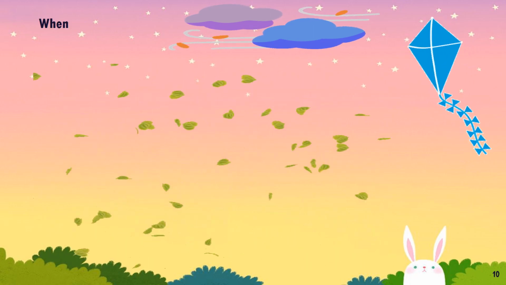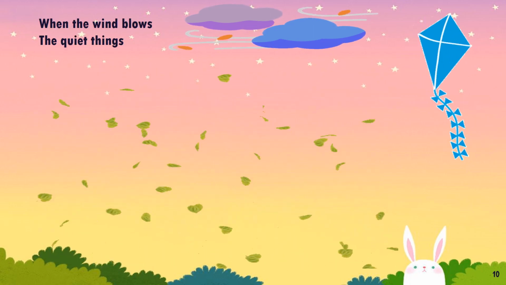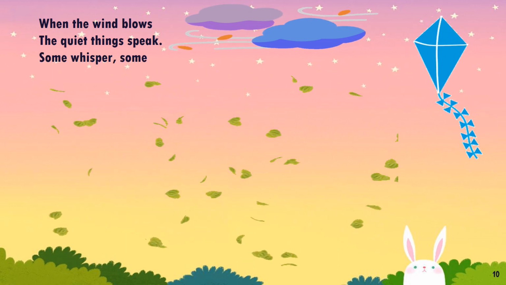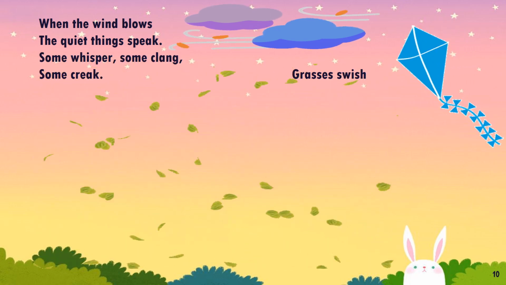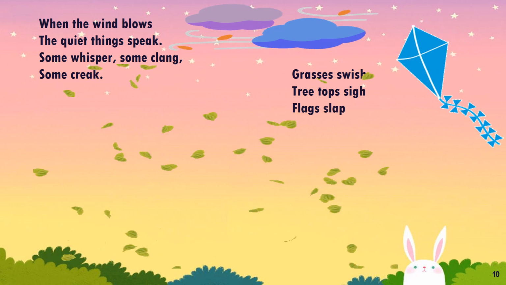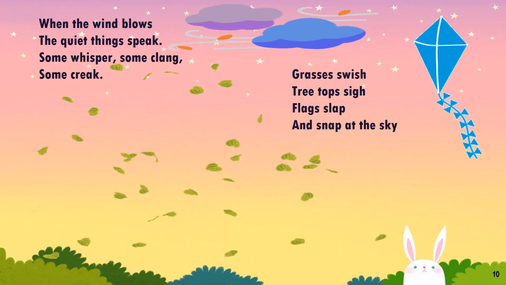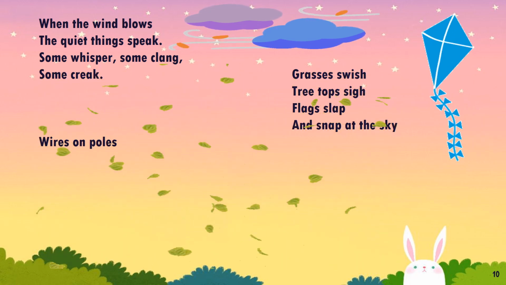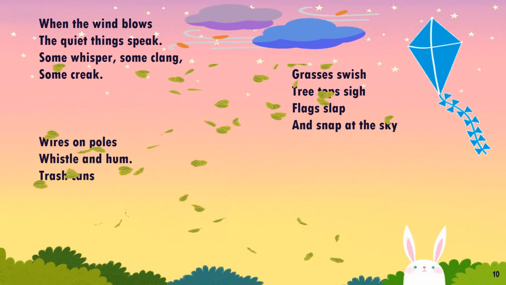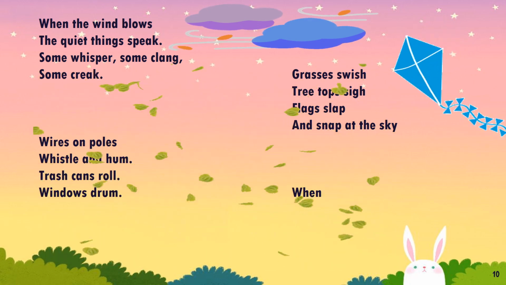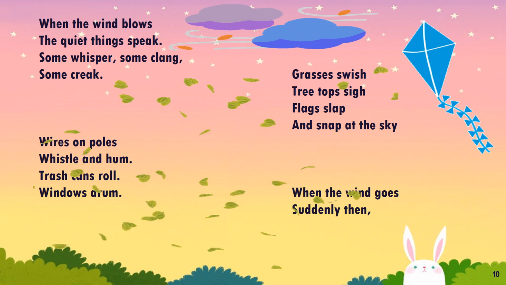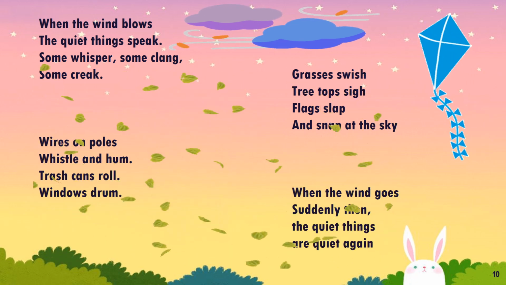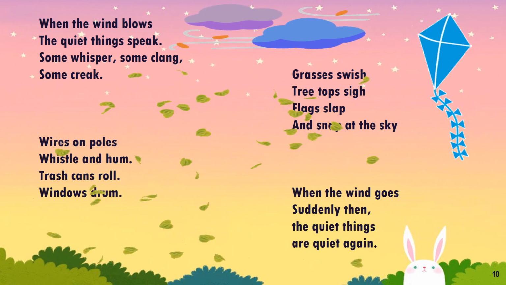When the wind blows, the quiet things speak. Some whisper, some clang, some creak. Grasses swish, treetops sigh. Flags slap and snap at the sky. Wires on poles whistle and hum. Trash cans roll, windows strum. When the wind goes, suddenly then the quiet things are quiet again.